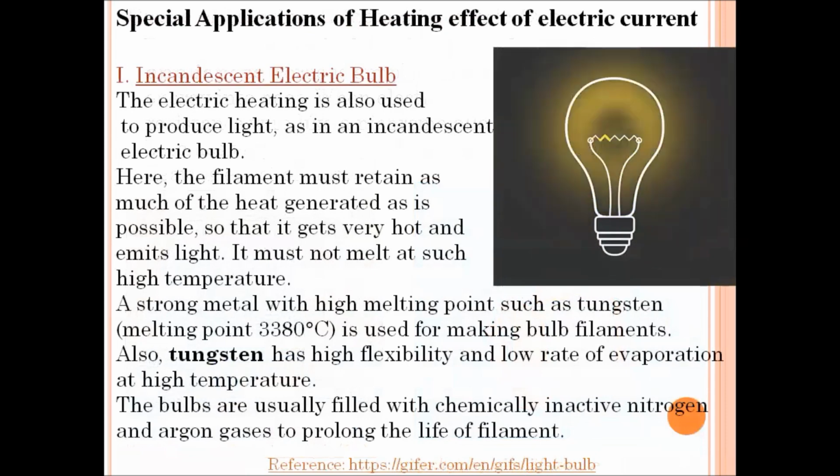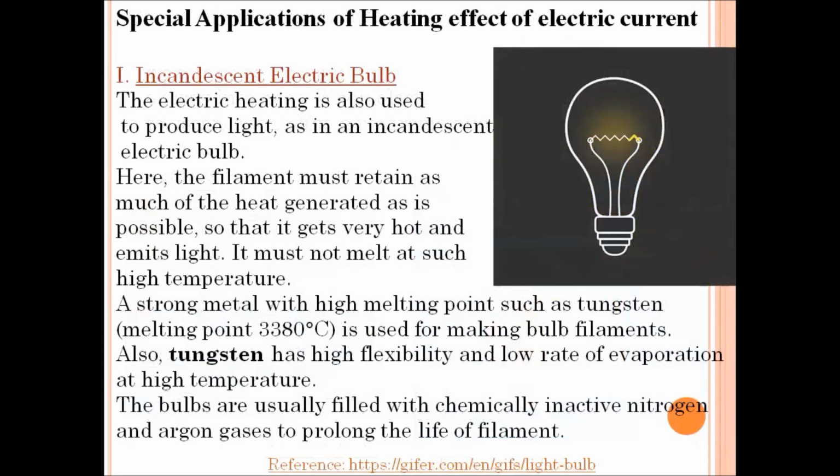Applications of heating effects of electric current. First, incandescent electric bulb. The electric heating is also used to produce light. Here, the filament must retain as much of the heat generated as is possible so that it gets very hot and emits light. It must not melt at such high temperature.